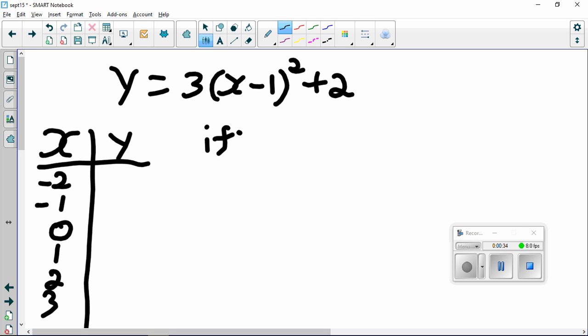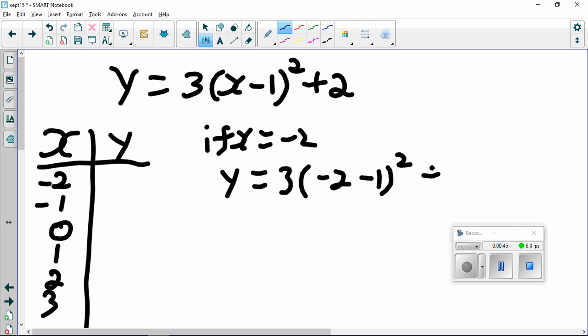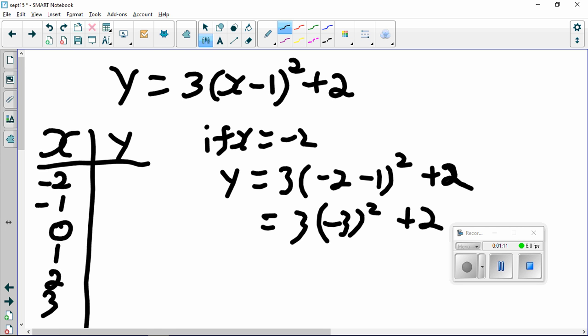So to start out, if x is -2, then y is going to be 3 times (-2 minus 1) squared plus 2. All I'm doing is pulling x out of the equation and putting -2 in its place. To find the y value, that's going to go here. I've got to do what's inside the brackets first. I've got -2 minus 1, which is -3. So I've got -3 squared times 3 plus 2. Now I'm going to apply my exponent, so I'm going to square it. -3 squared is +9, so I've got 9. And that 9 is multiplied by 3, and I've got to add 2. 3 times 9 is 27, and when I add 2 to that, it's going to give me 29.